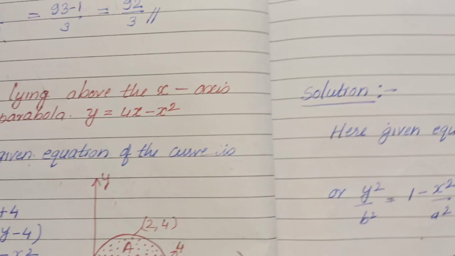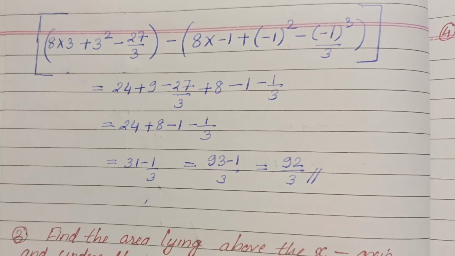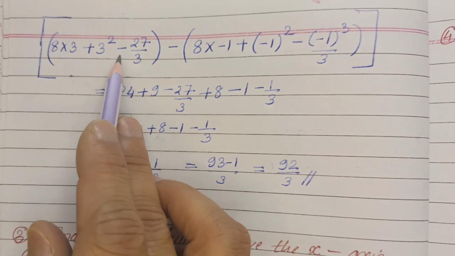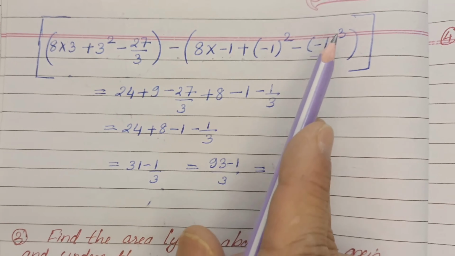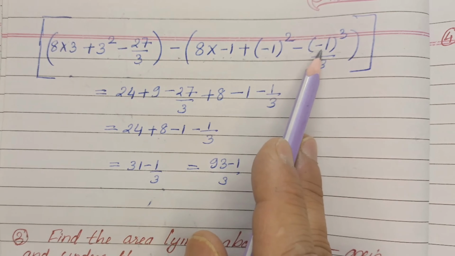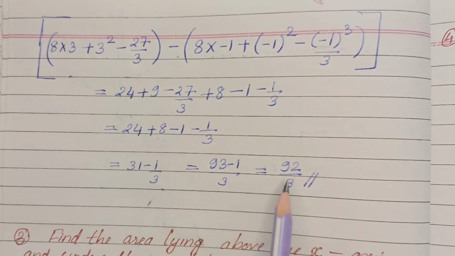Let's see how we do that also. When you subtract them, the values that you are getting are these: 8 into 3 plus 3 square minus 27 by 3, minus the bracket of 8 into -1 plus (-1) square minus (-1) cube by 3. Always keep the negative numbers in brackets, so that you will not be confused with the minus sign. And then when you simplify and solve it, you will get 92 by 3 as your answer.